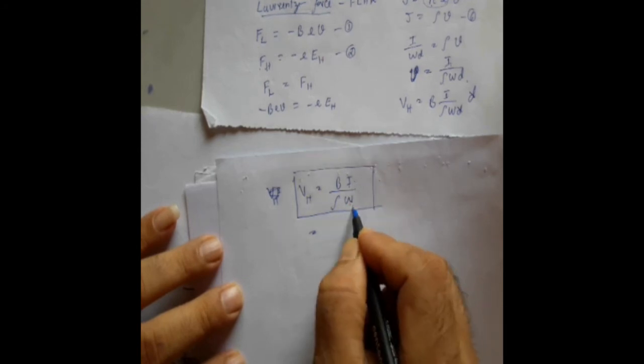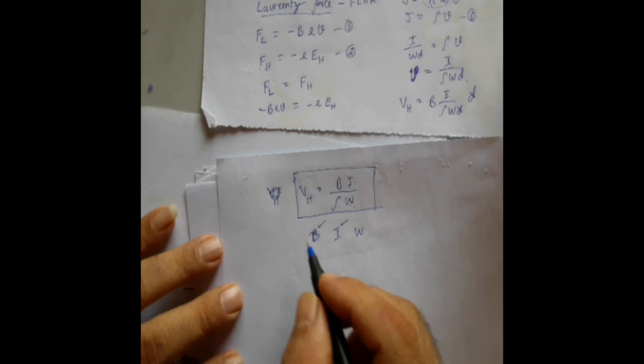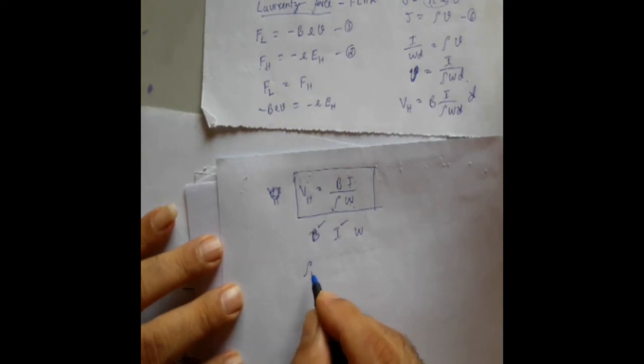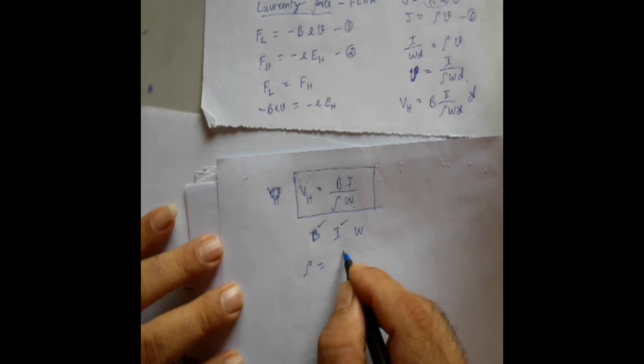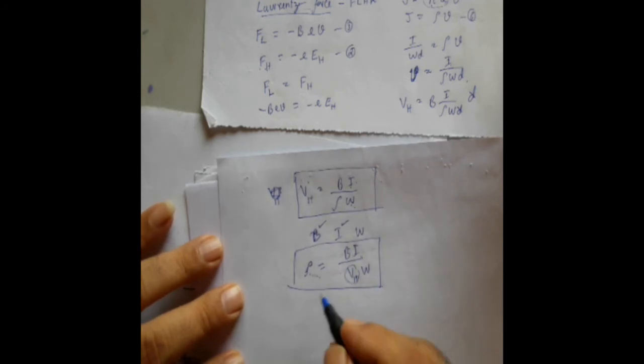The Hall potential is given by the equation B I divided by rho W. This is the expression for the Hall voltage. Therefore, if I know B, the magnetic field, I, the current, and W, and by measuring V_H, I can easily calculate rho. Rho is equal to B I divided by V_H W. So, by calculating V_H and knowing all these values, I can easily calculate the charge density present in a given semiconductor. This is the advantage of using this equation.